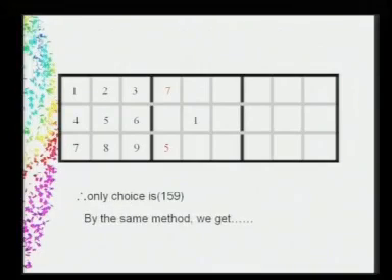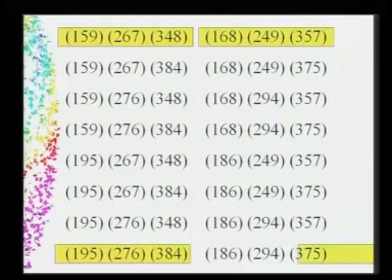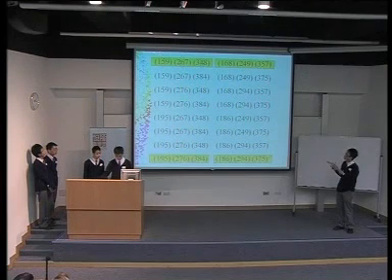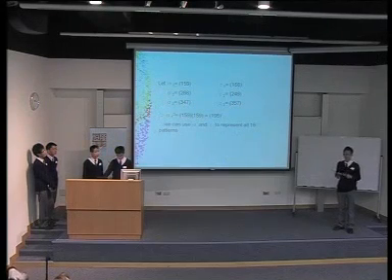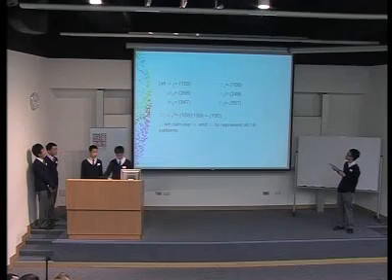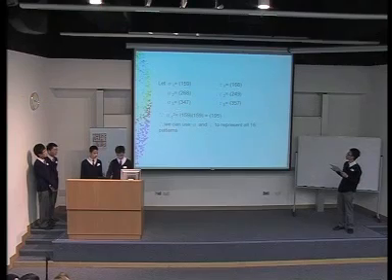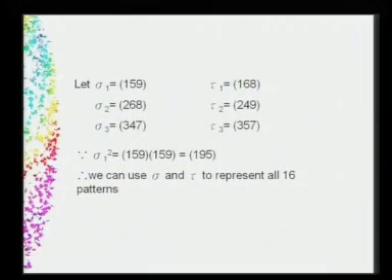And by the same method, we get these 16 patterns. Please notice these 4 permutations. Since 5, 6, and 4 are in the same row, that means the whole row 1, 2, 3 moves to another row 4, 5, 6. We call these 4 permutations coming from interchanging rows and columns. We let these 6 variables present these 6 permutations. Since sigma 1 squared equals 195, and the other variables are similar, we can present all 16 patterns by these 6 variables.